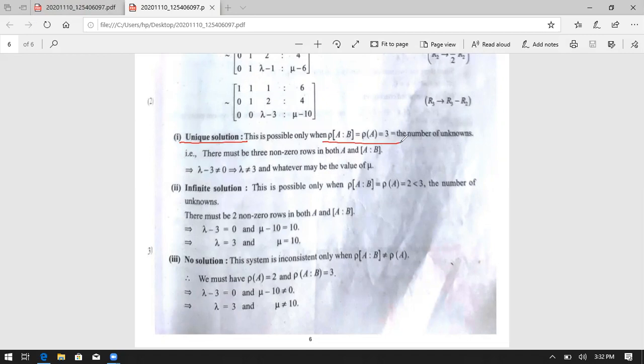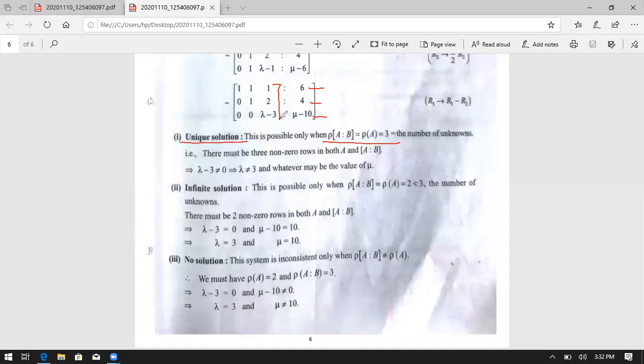That is the number of unknowns. Here rank of AB is also 3, rank of A is also 3, non-zero elements are there. That's why rank of AB is equal to rank of A equal to 3, the number of unknowns. There must be 3 non-zero rows in both A and AB.